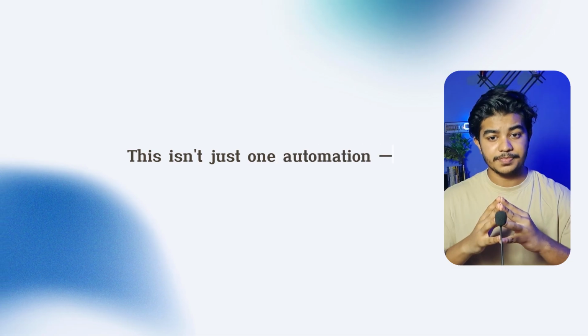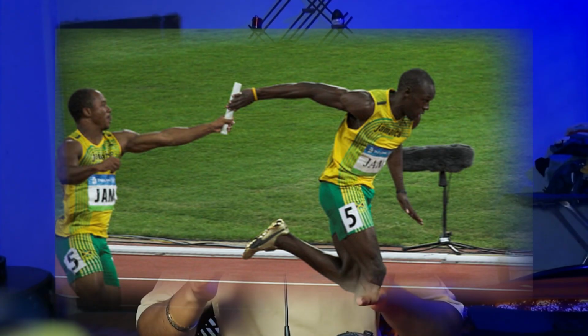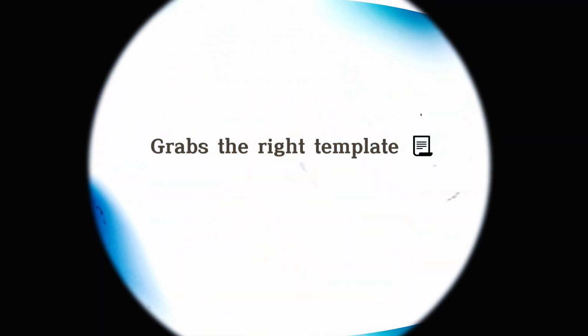Now before we jump into the nodes, let me give you the big picture. This isn't just one automation. It's 5 separate systems working together. Think of it like a relay race. Each section handles specific jobs, then passes the baton to the next. Section 1 sends the reminder. Every 5 minutes, it checks who needs a reminder, grabs the right template, personalizes it, and sends it via SMS, email, or AI voice calls.